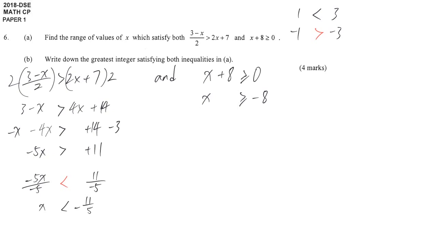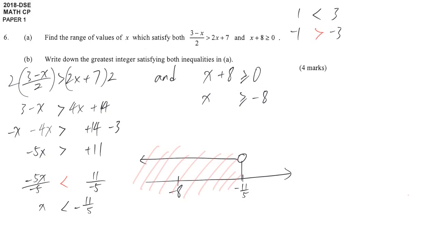On a number line, the number line helps us to analyze the situation. We have two boundaries. One is negative 11 over 5, and another is negative 8. Negative 8 is smaller, so it's on the left hand side of our number line. And then we have negative 11 over 5. The first criterion is x needs to be smaller than this value. So x is smaller than this value. So all x under this cover fulfill our first requirement.